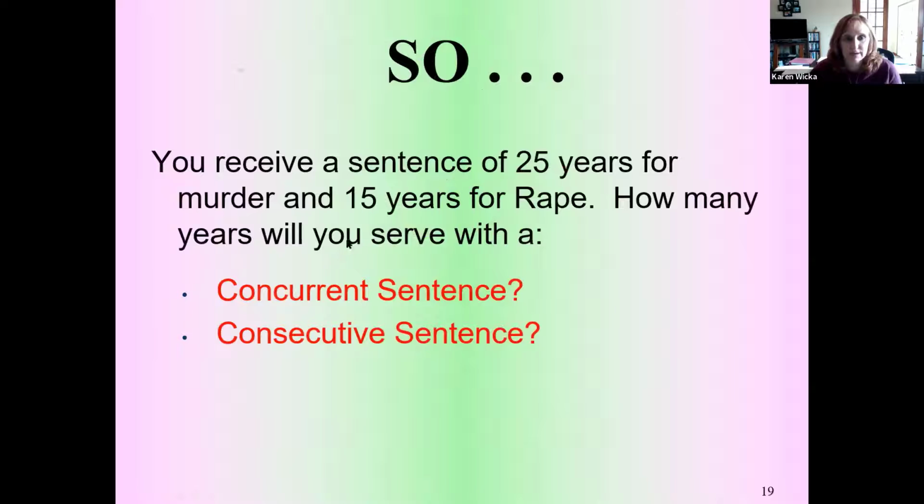Okay, so for example, if you have 25 years for murder and 25 years for rape, how many will be concurrent? Concurrent means at the same time. So the maximum you would spend would be 25. If it's consecutive, first you serve the 15, then you serve the 25. So then you would be talking 40 years. So that's just if you have multiple crimes. So you need a sentence for each crime.